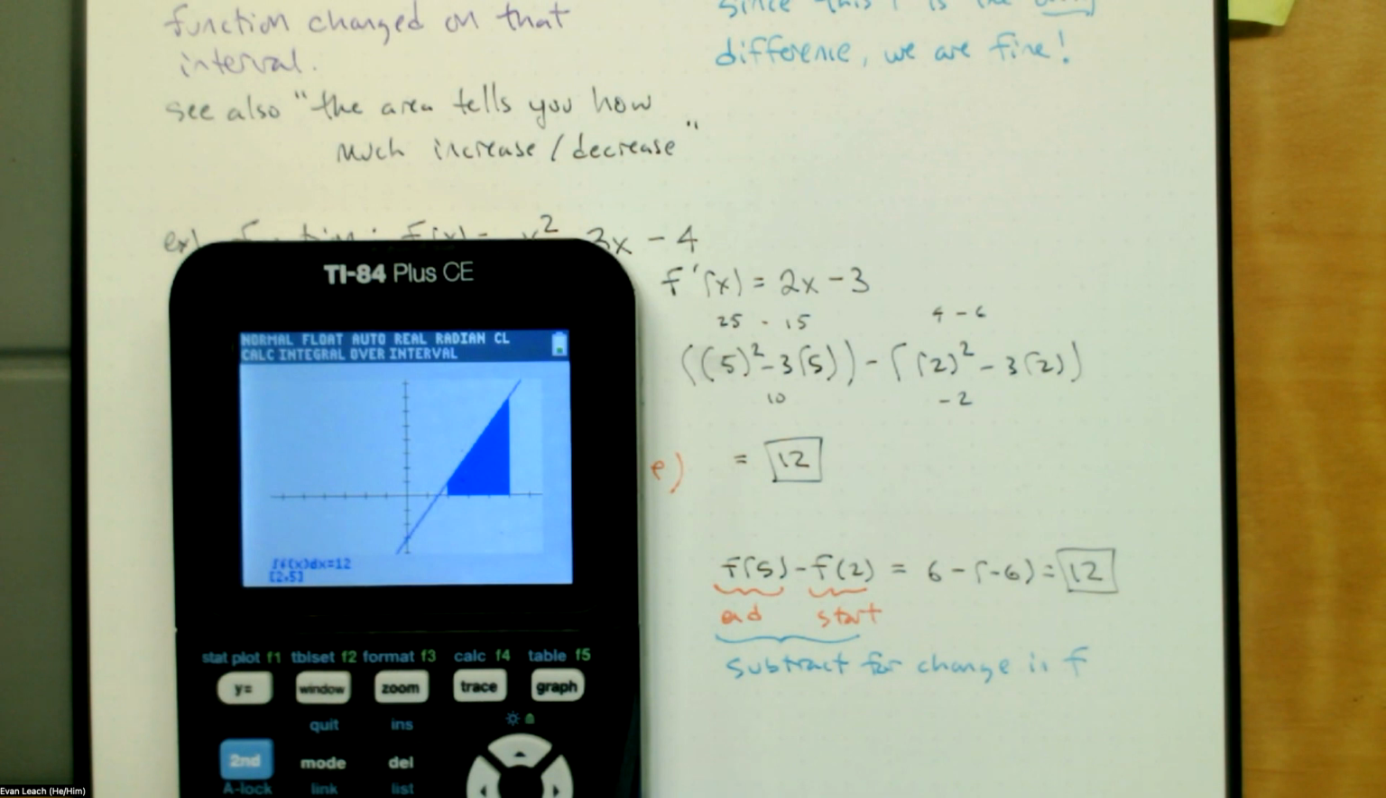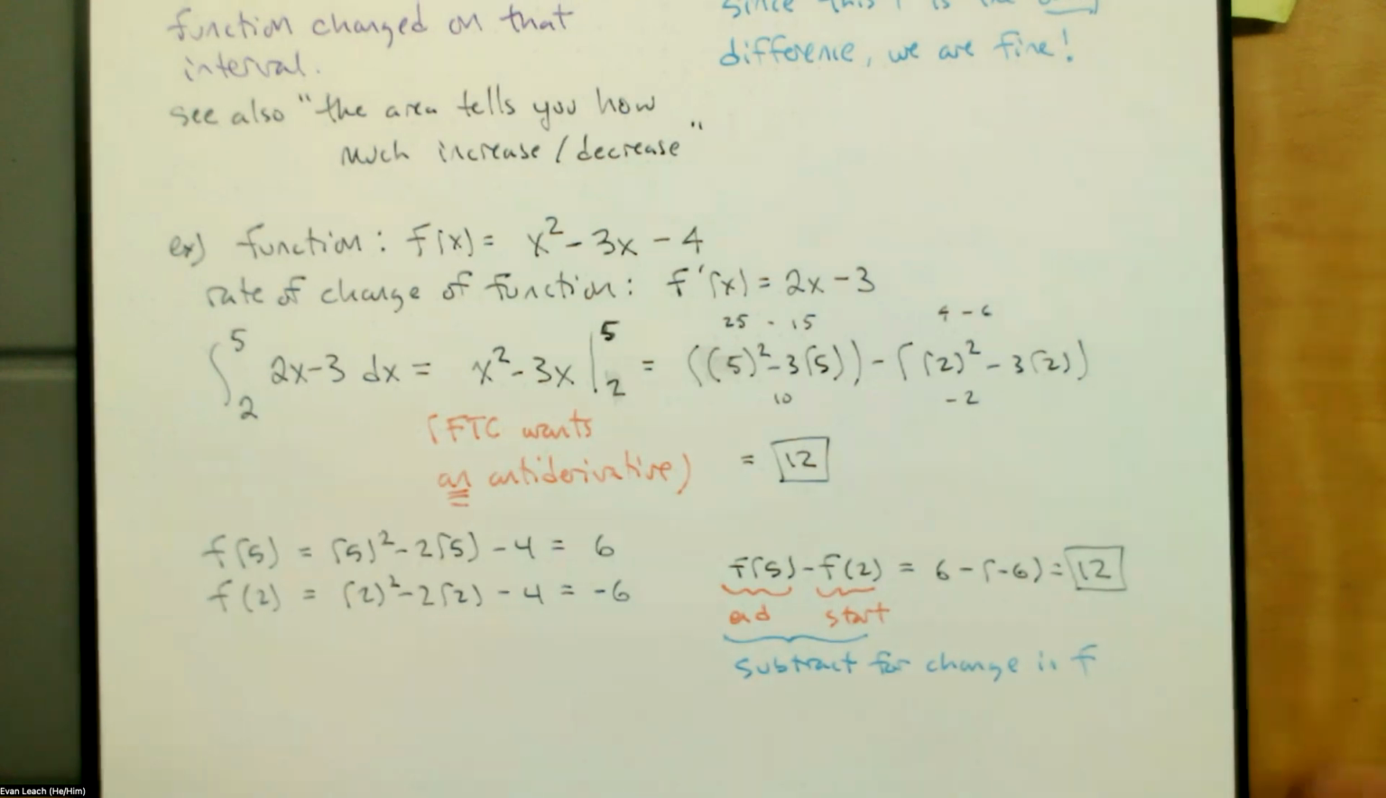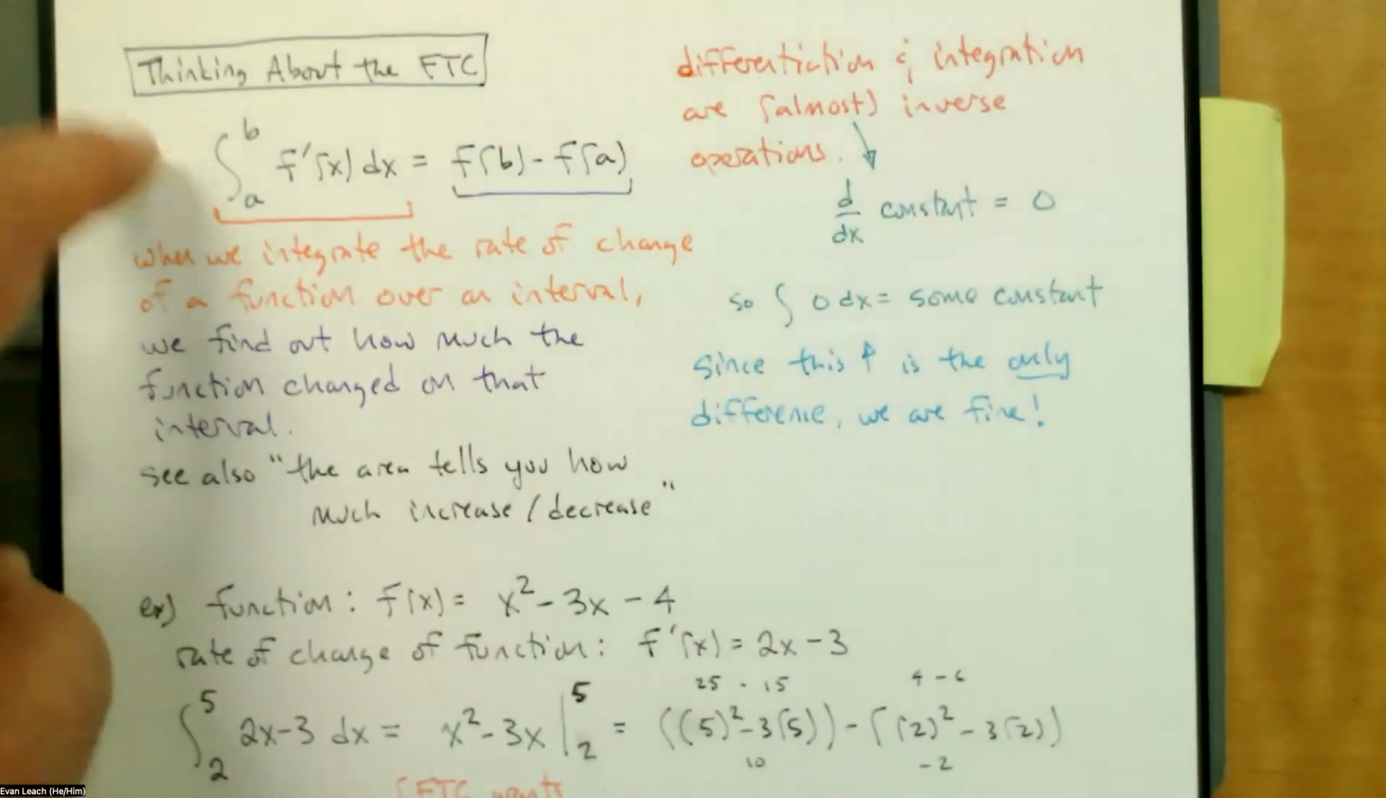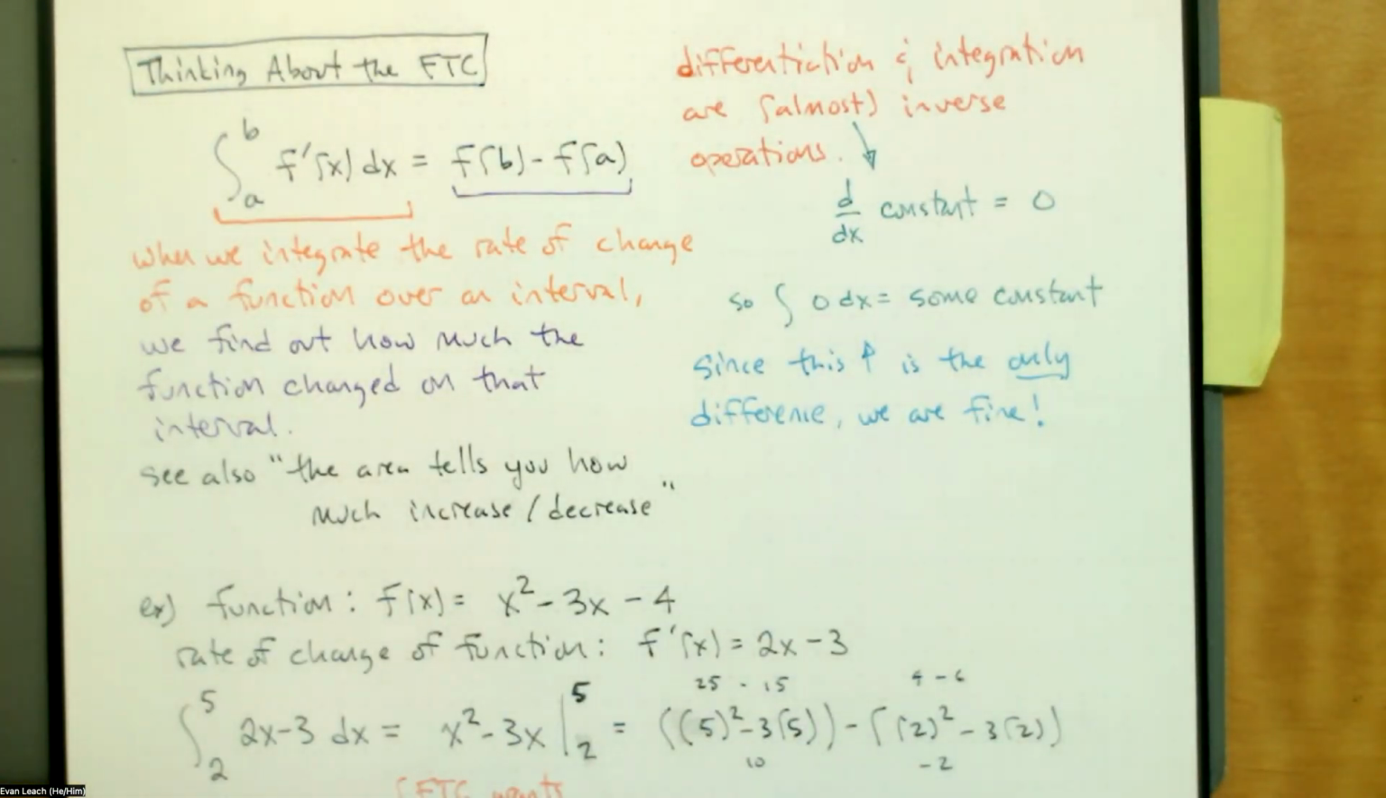We notice that 2x minus 3, the rate of change, the derivative, is positive on the interval from 2 to 5. So the function was increasing on the interval from 2 to 5. The area tells us by how much the function increased. So that is what we are saying up here. If you integrate the rate of change over an interval, that tells you how much the function changed on that interval.